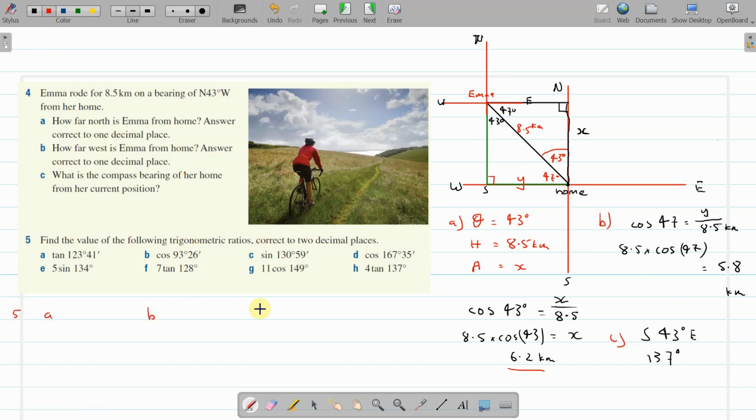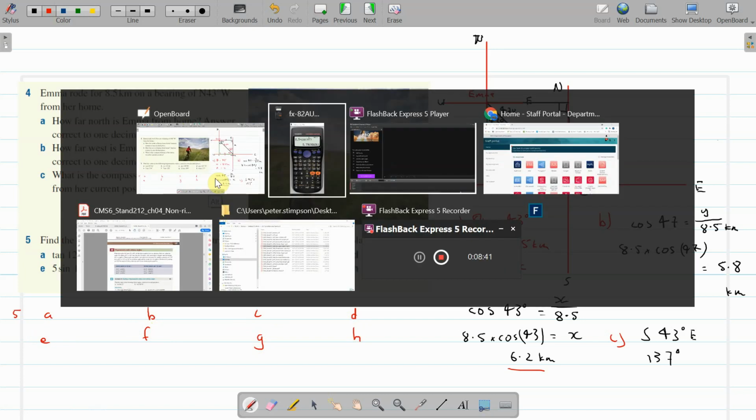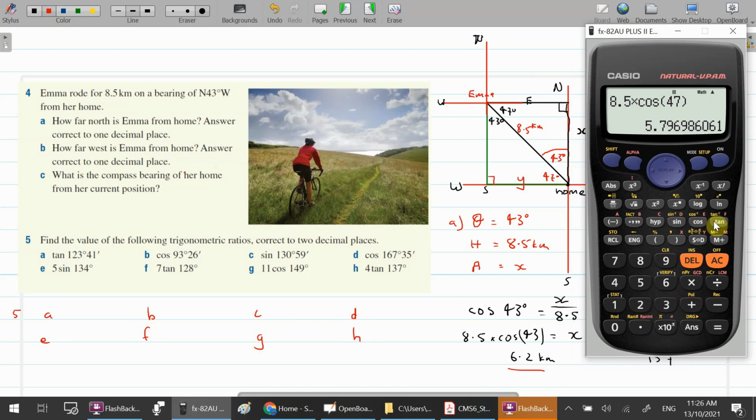Okay, question 5. These are fairly straightforward, these ones. We'll just put these into the calculator. Sine of 123 degrees, 41 minutes. Remember, for minutes you've got to press that degree button again. Negative 1.5, 2 decimal places, okay. Negative 1.50.